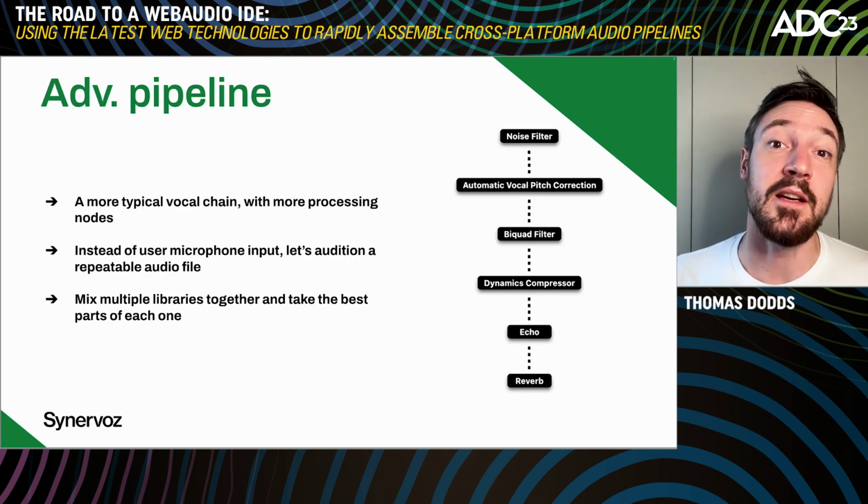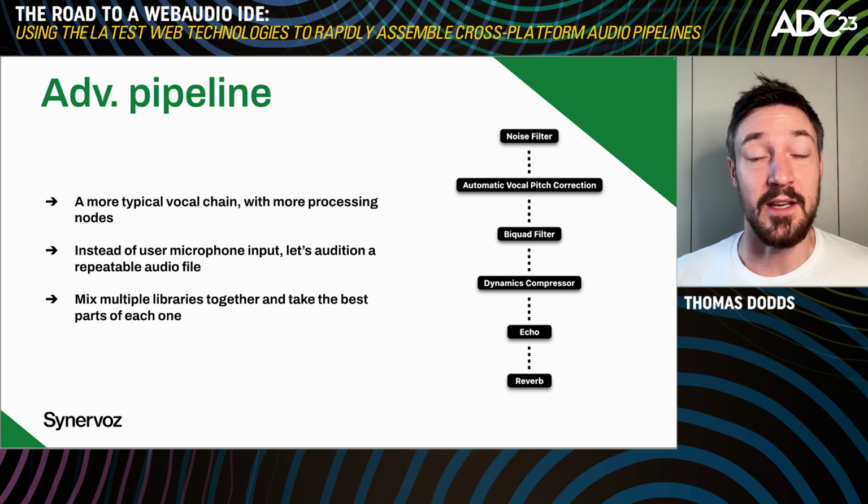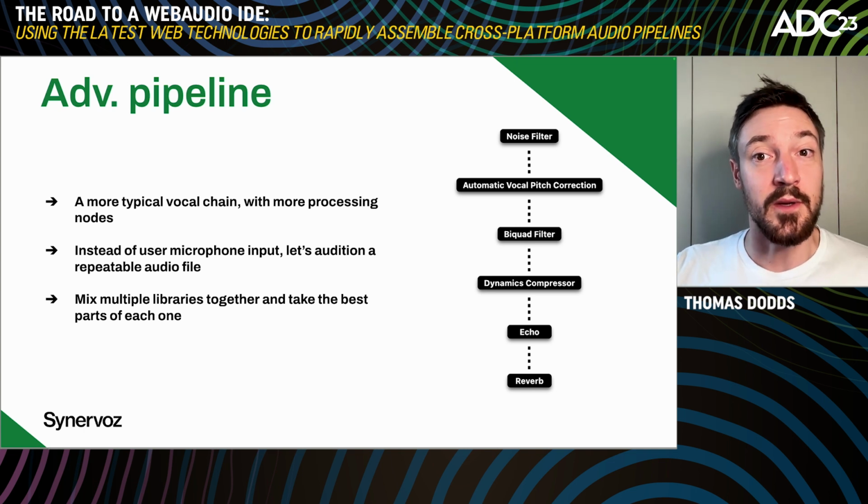Let's take a more realistic and advanced pipeline and follow the process through the Switchboard Audio IDE. Imagine we're working with a client who is building a vocal performance application where they can share their performances. Here we see that the audio is passed through more processors before being sent to the headphones. In this example, we're also going to replace the user microphone with a pre-recorded singing sample to make accurate and repeatable audio evaluation possible. We'll need more nodes to make this work, but the concepts are all the same.